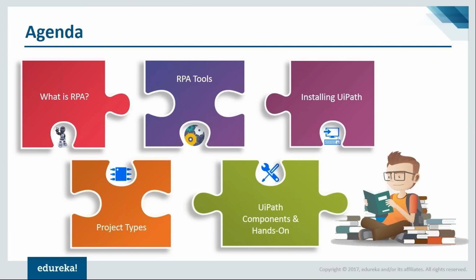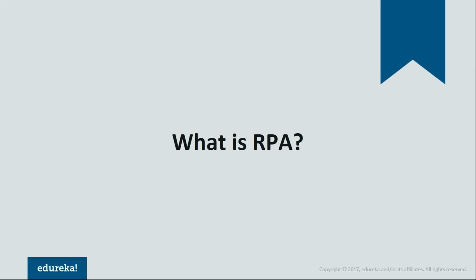After that, I'm going to teach you how you can install the UiPath Studio on your computer and then discuss different project types that are offered by UiPath and how to choose between them. After that, we are going to cover all the UiPath components which are available in the tool, and towards the end we'll be doing a hands-on wherein we'll be using all the knowledge that we'll be gaining towards the session. Alright, so this is our agenda for today. I hope it's clear to you. Let's start with our first topic of today's session, which is what is RPA.